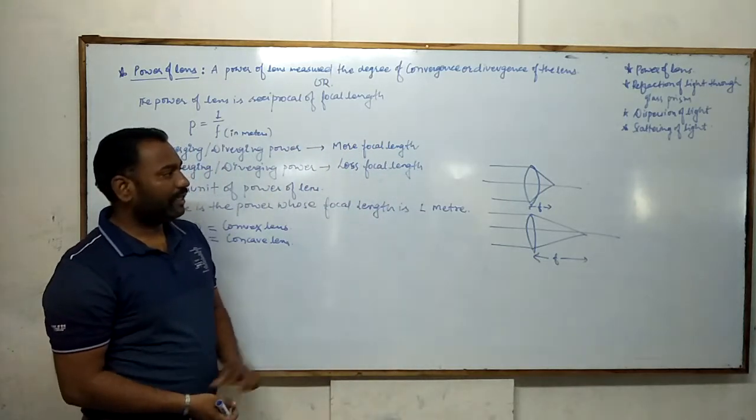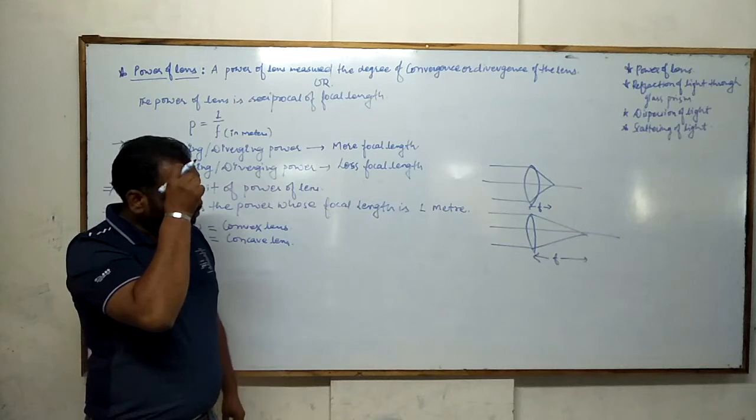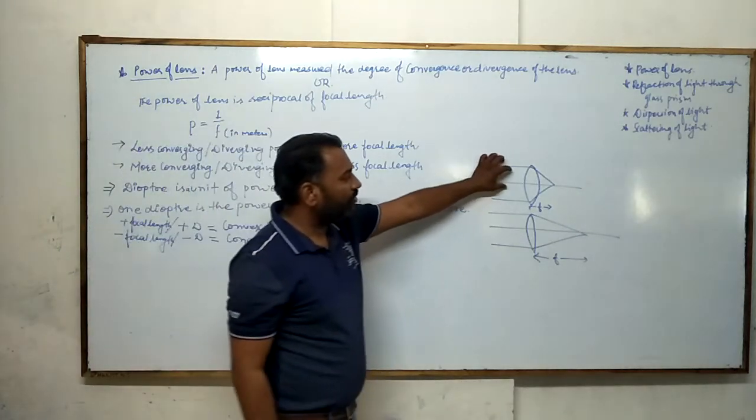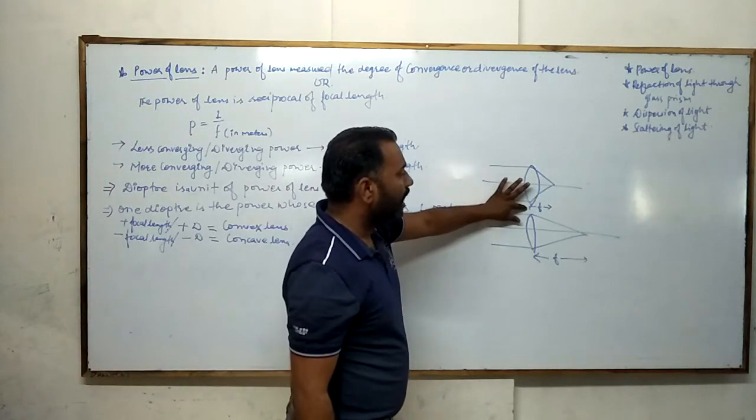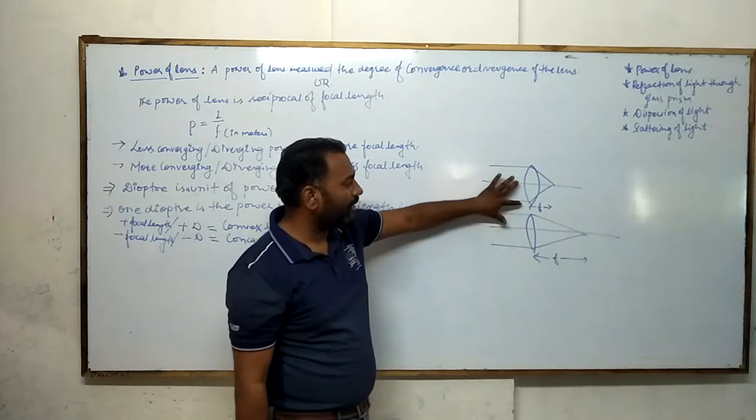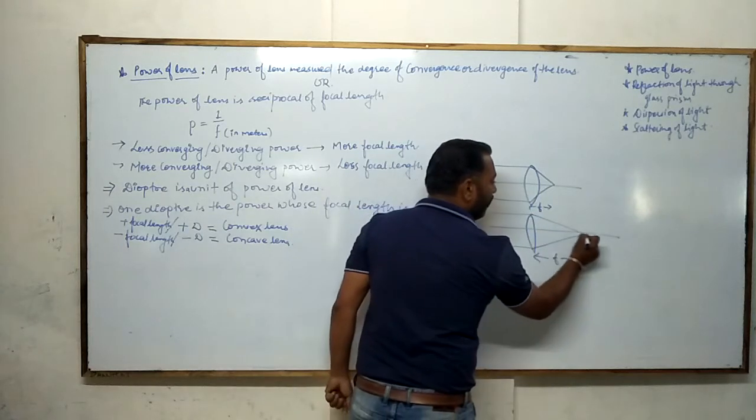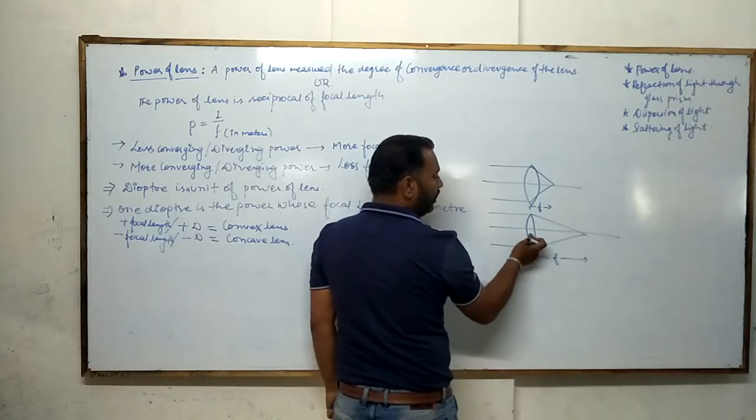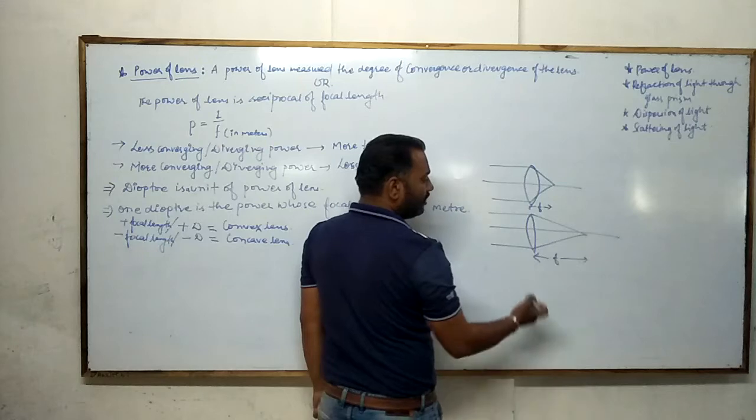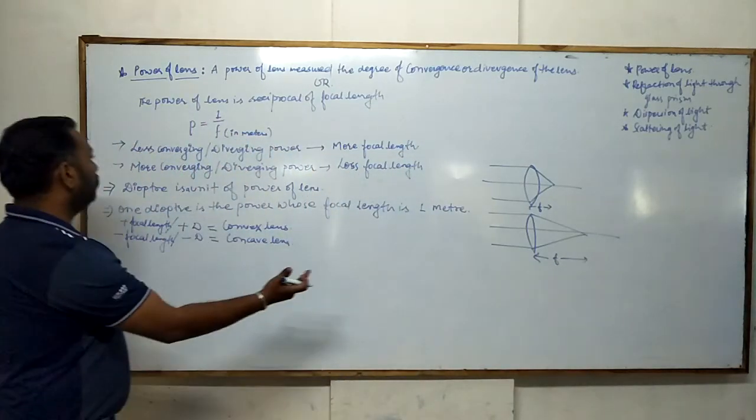So you have to see through this diagram how focal length is related to the converging power. If they have more converging power, then they have less focal length. And if they have less converging power, then due to the less thickness, they have more focal length. So this is the thing.